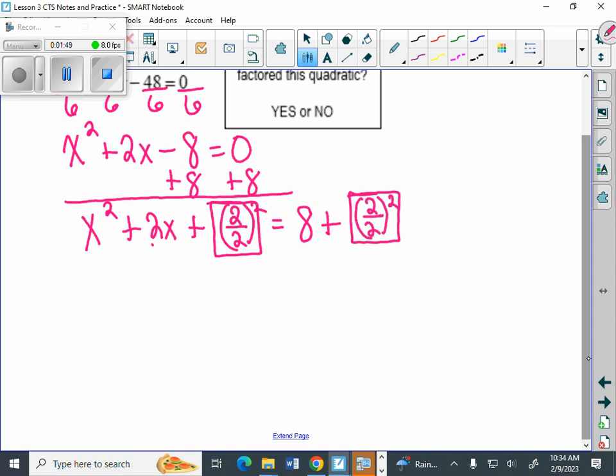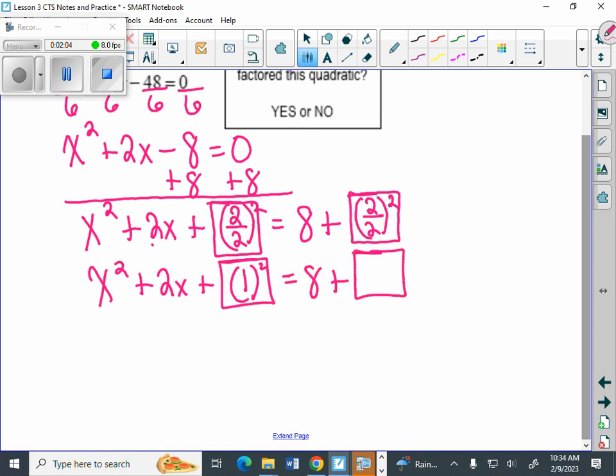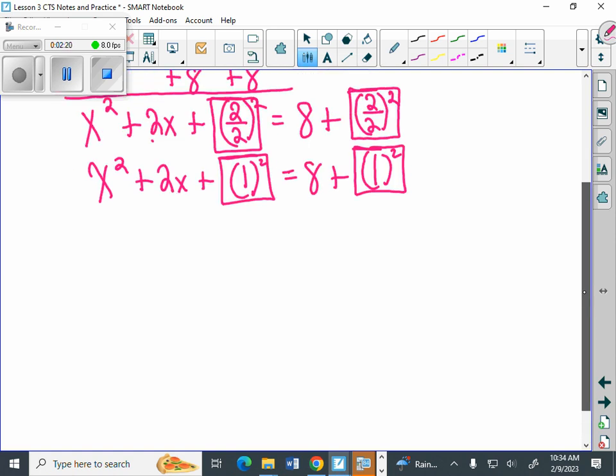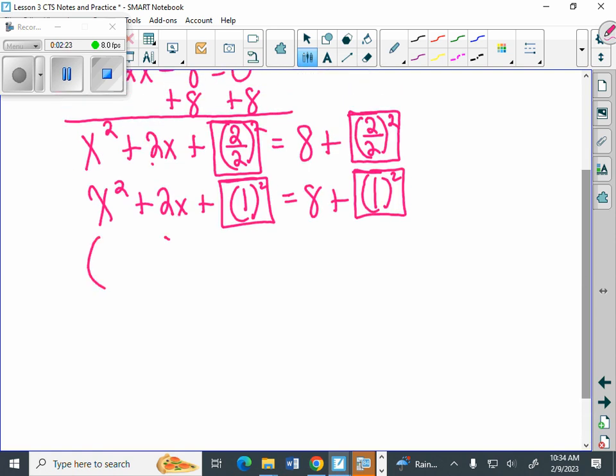Simplify that box a little bit. 2 divided by 2 is 1 squared. 2 divided by 2 is 1 squared. But we've set this up so that we can create a perfect square trinomial. So now instead of splitting the middle, we can use what we have here to factor.